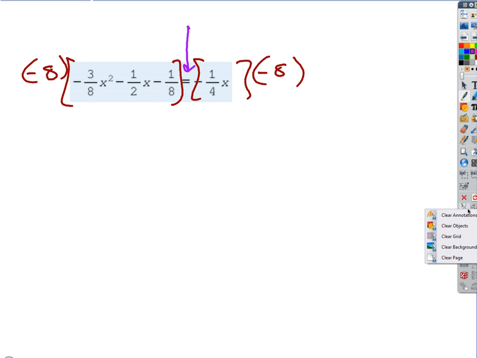Oops, don't want to do that. Okay, so if I do this, come on.